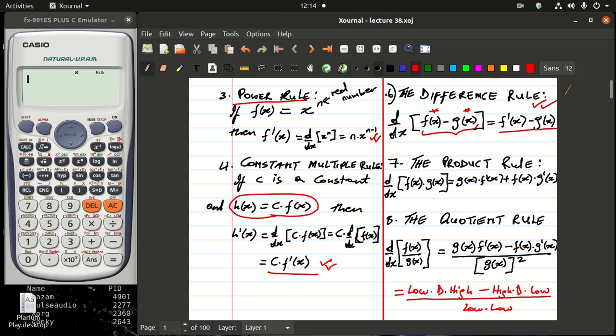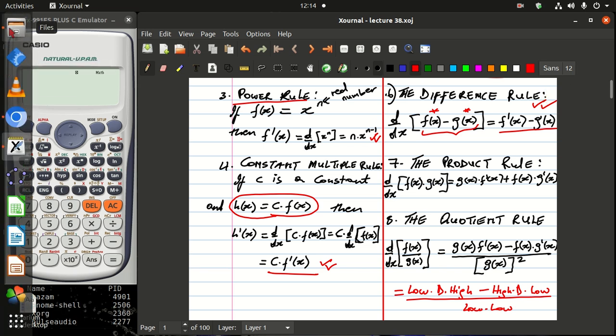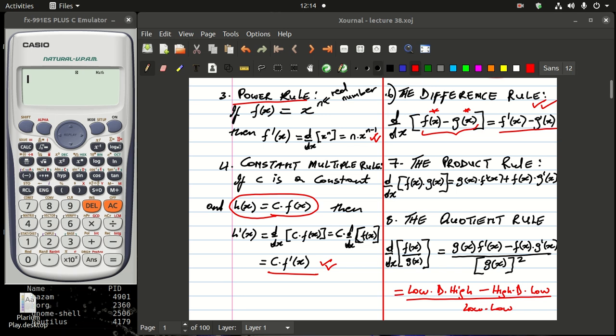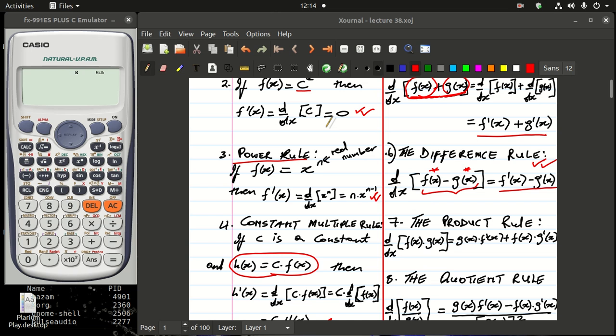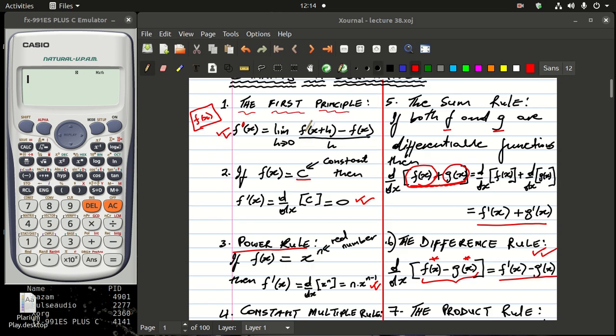And if you are looking for more examples on this, we already have a lecture that is aligned with those rules. I think it was lecture 34 that is considering these rules, except for the first one, which was the first principle. The first principle is in lecture 33, which is introduction to derivatives.